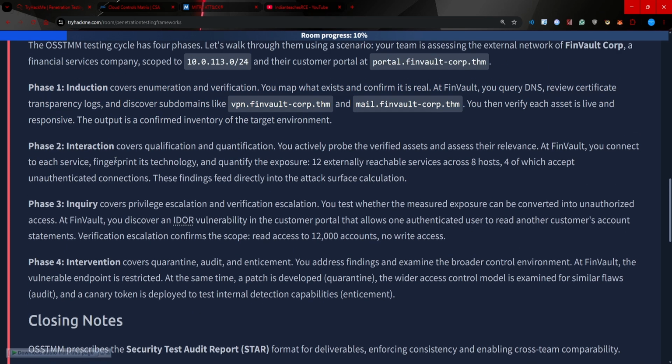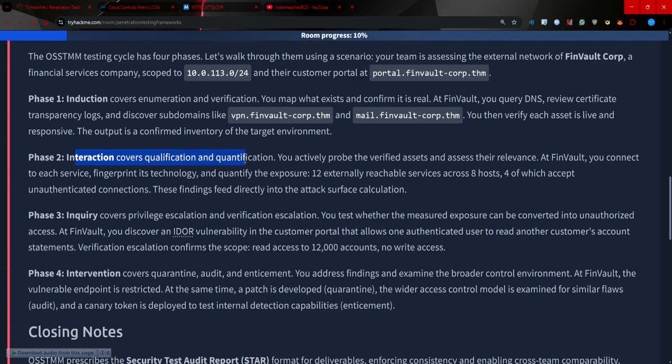Alright. Phase 2, Interaction, covers qualification and quantification. You actively probe the verified assets and assess their relevance. At FinVault, you connect to each service, fingerprint the technology, and quantify the exposure: 12 externally reachable services across 8 hosts, 4 of which accept unauthenticated connections. These findings feed directly into the attack surface calculation.